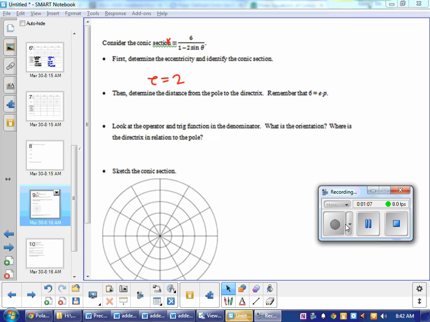So what type of conic is this? It's a hyperbola. Can we write that down? It's a hyperbola. Because the eccentricity is over 1, we have a hyperbola.